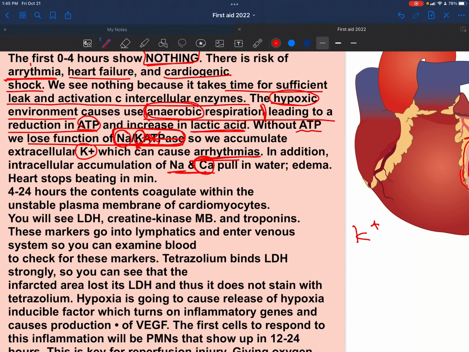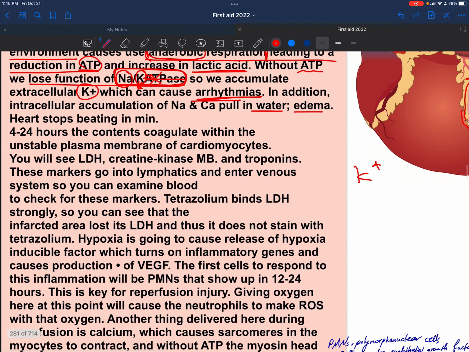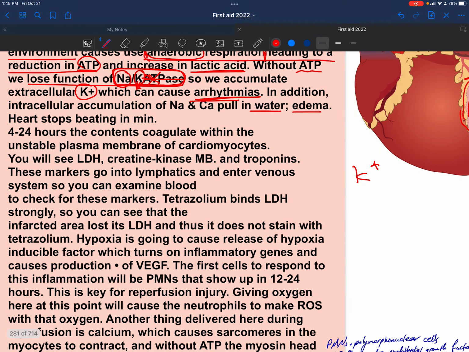And in addition to that, there is calcium also in the cell. So the sodium and calcium stay in the cell, which will pull in water, causing edema. The edema is the accumulation of water. So the heart stops beating in a minute, okay?